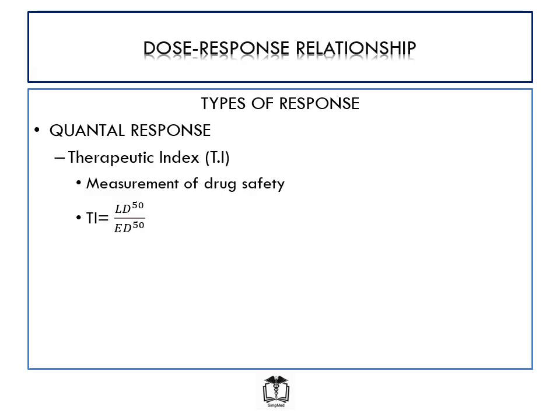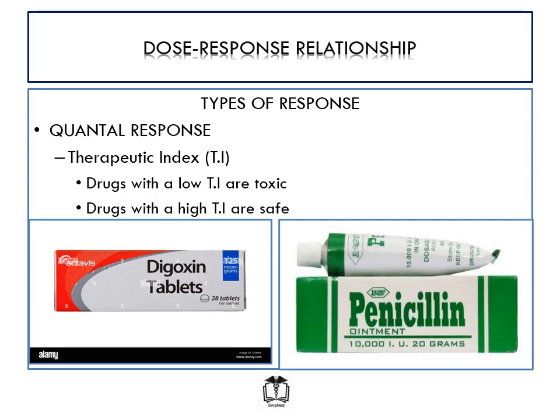The last parameter for quantal response is the therapeutic index. Therapeutic index is a measurement of drug safety. We calculate the therapeutic index using the formula LD50 over ED50. So once we get the LD50 and we get the ED50, we just divide them. And what we get after division of these two parameters is what we call the TI, or therapeutic index. Like I said, TI is the measure of safety of a drug. So drugs with a very low TI are considered as very toxic drugs, and drugs with a very high TI are considered as very safe drugs.